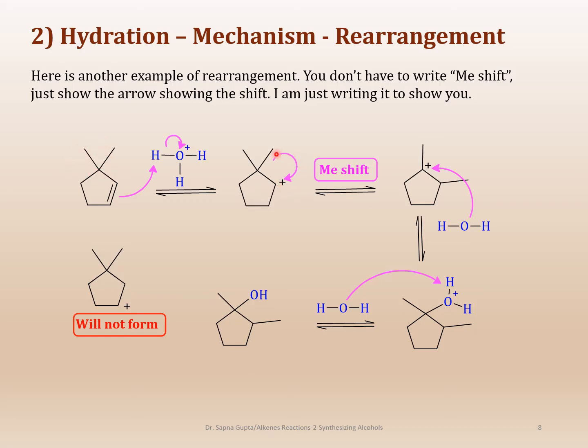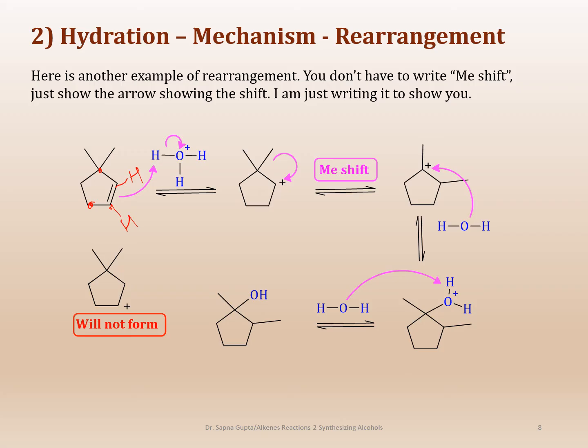So you will form this carbocation over here. Now, I wrote over here that this one will not form, right? Because when you pick up a hydrogen, in this case, the alkene looks symmetrical, right? So you have one hydrogen here, and then the carbon here and a carbon here.